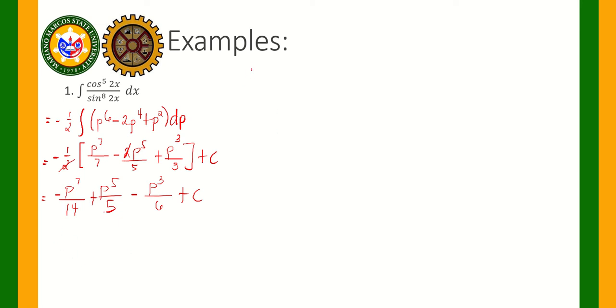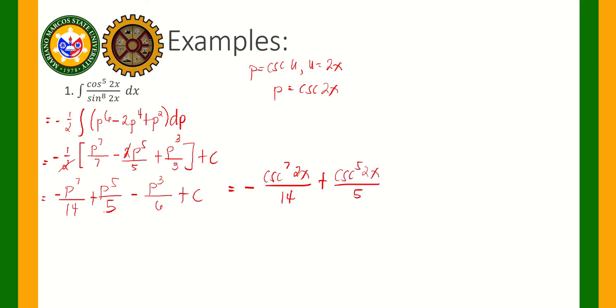What is P? P is equal to cosecant U. And U is equal to 2x. Therefore, our P is cosecant 2x. So, that is what we will back substitute here. So, this will be equal to negative cosecant raised to 7 2x all over 14 plus cosecant raised to 5 2x all over 5 minus cosecant cube 2x all over 6, and then plus C. So, that is the answer for example number 1.